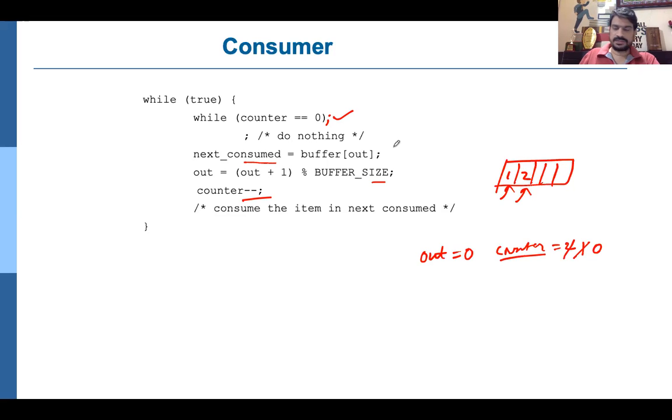Now there are some issues related to the producer consumer problem, and that problem we are going to see today and try to find out the solution for that.